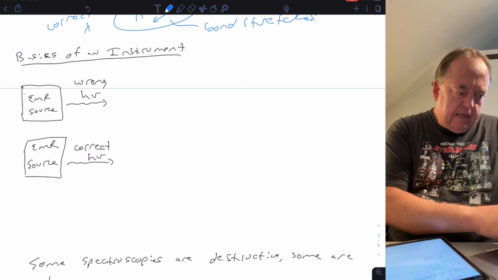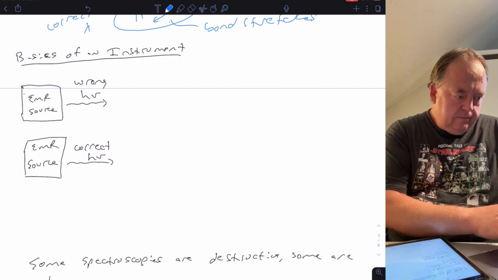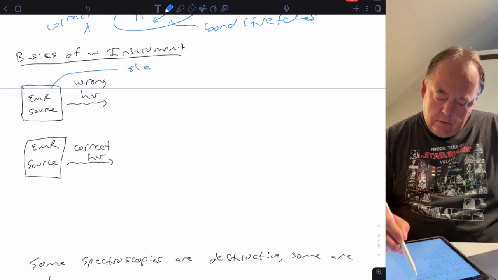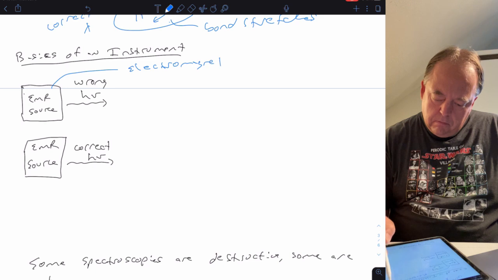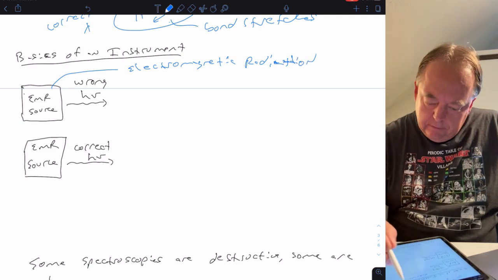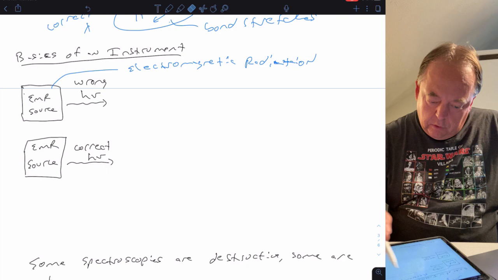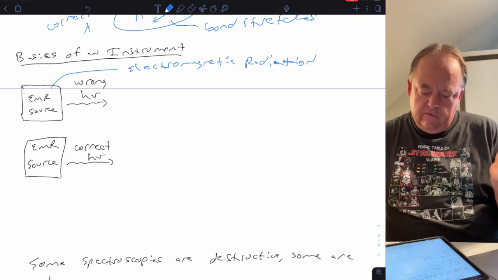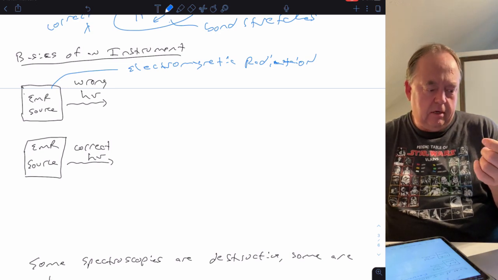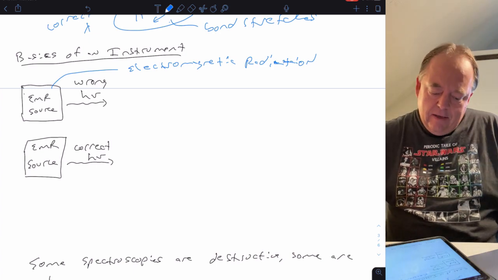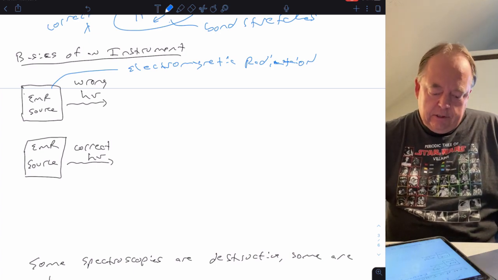Okay, so the basics of an instrument. How does an instrument work? EMR is electromagnetic radiation. What do we mean by that? It could be a microwave, IR, visible light, UV-vis, an X-ray, a gamma ray. What did I miss? I probably missed one in there somewhere. But it's one of those electromagnetic radiations.